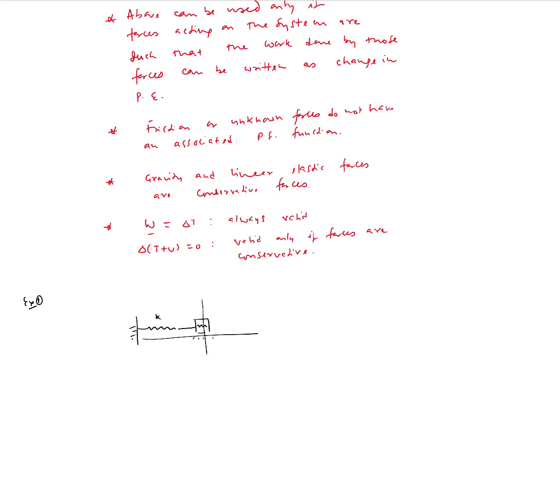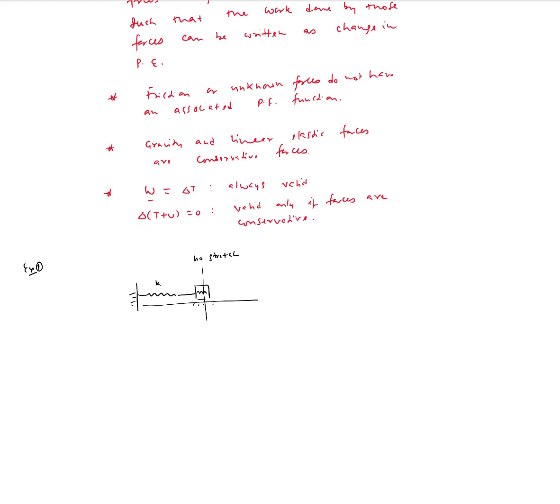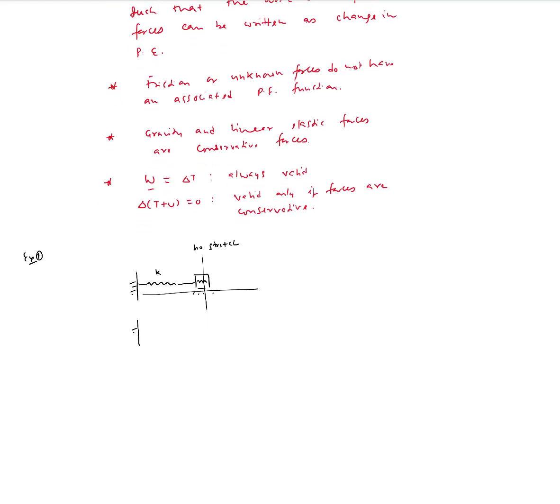So let's say this is the no stretch position, or we could also call it the neutral configuration. From the neutral configuration, I'm going to compress this spring by a certain amount. So the block is here. Let's say I compress it by 1 centimeter. And of course, when I compress it, the spring is going to compress.